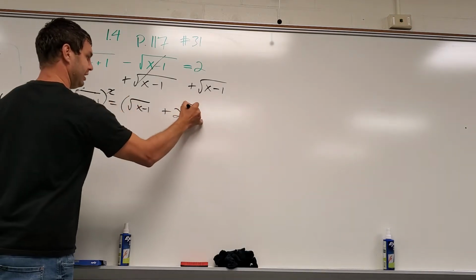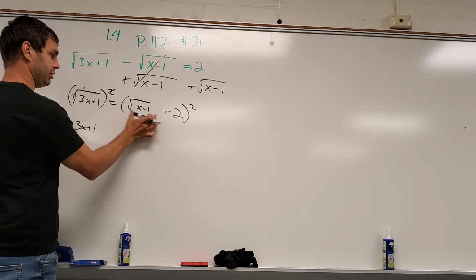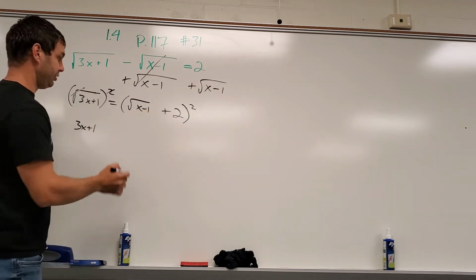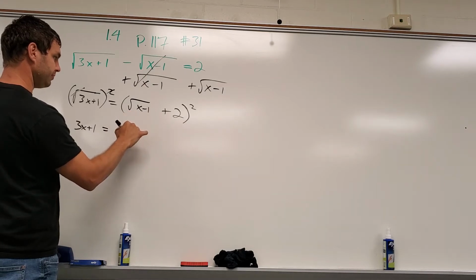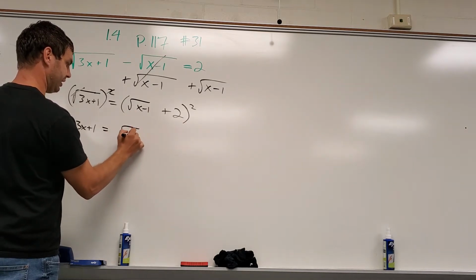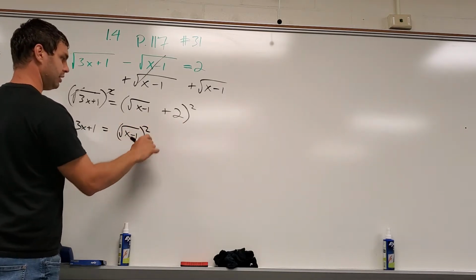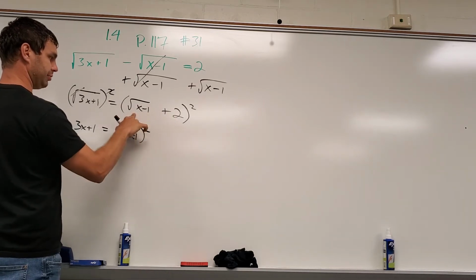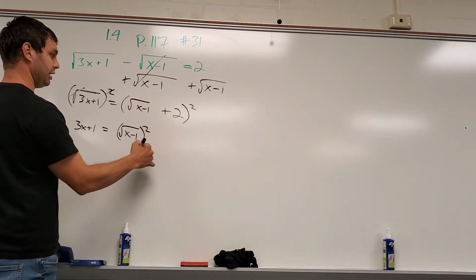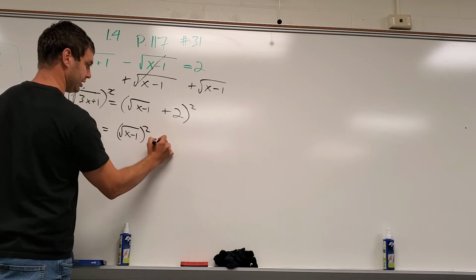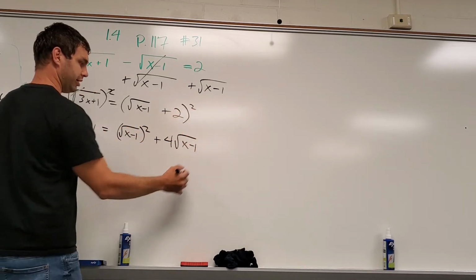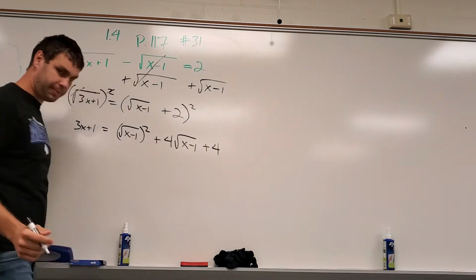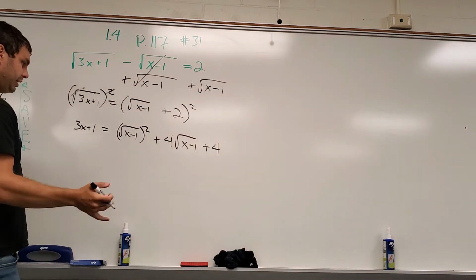And when I square this side, what's going to happen? We're going to treat this like a binomial expansion. So we're going to have the square root of x minus 1 squared, and then there's going to be 2 times the square root of x minus 1 plus another 2 times the square root of x minus 1. So that's going to be a positive 4 square roots of x minus 1. And then 2 squared is 4.